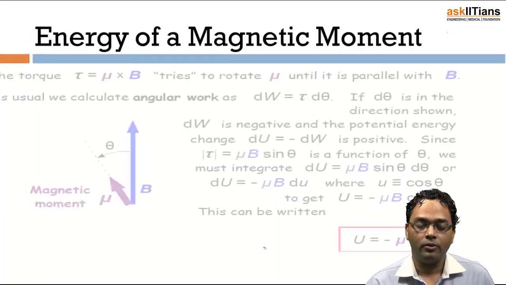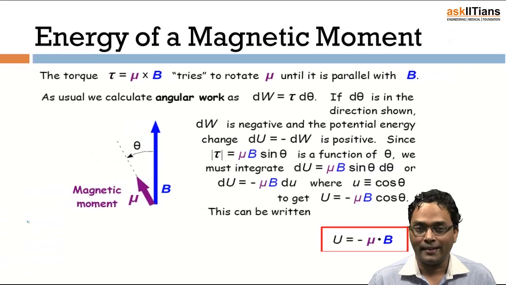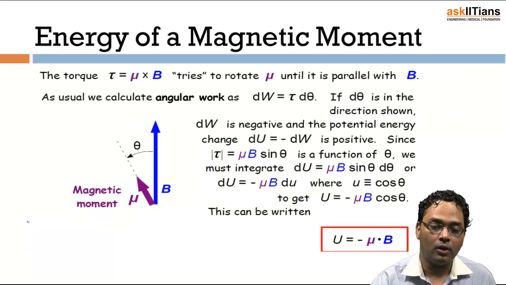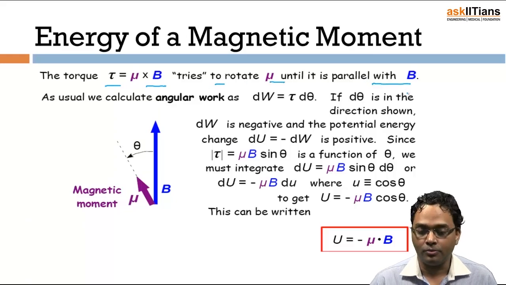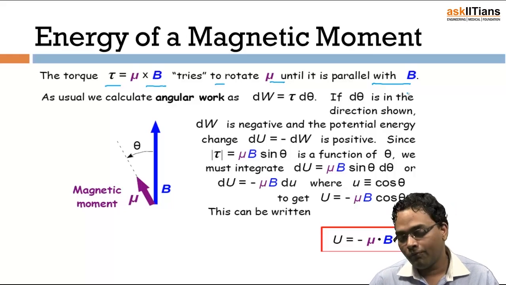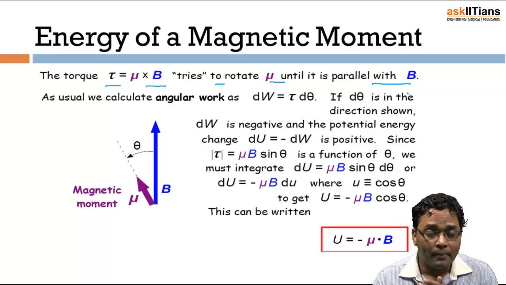Now, if you want to find out how much is the energy of a magnetic moment, the torque tau equals mu cross B. This tries to rotate mu in a direction that is parallel to B. This is the magnetic moment that we have. Okay, now how do we find it? To rotate it, obviously you are applying a torque.